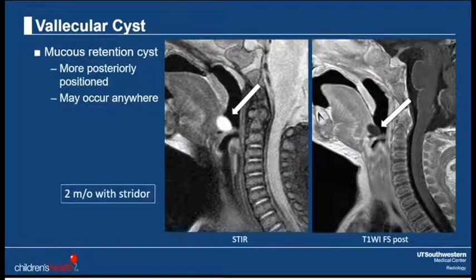Follicular cysts can occur within the more posterior aspect of the tongue. These are mucus retention cysts, but can occur anywhere. Here, again, would be in the differential of a thyroglossal duct cyst, but this is much more posterior than you would expect, and there's actually mass effect on the epiglottis. It's homogeneously bright on T2 weighted images and demonstrates no enhancement after gadolinium administration.